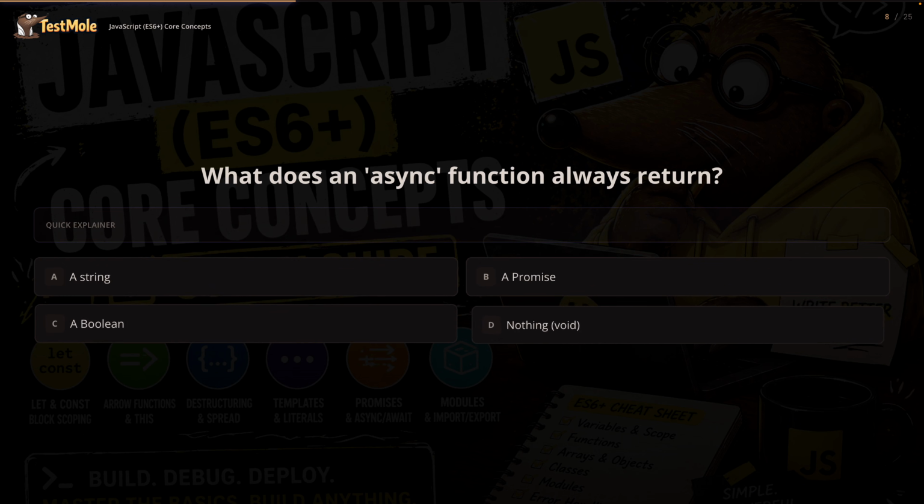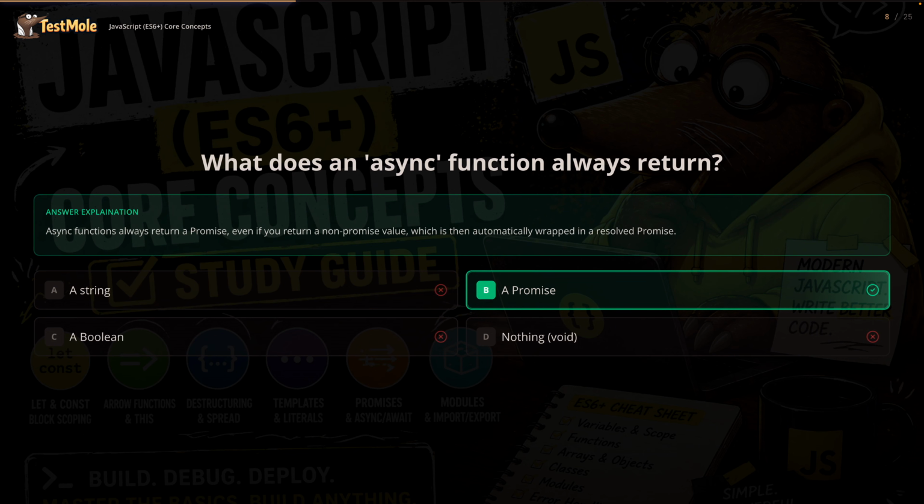Choose between A. A string, B. A promise, C. A boolean, D. Nothing, void. The answer is B. Async functions always return a promise, even if you return a non-promise value, which is then automatically wrapped in a resolved promise.